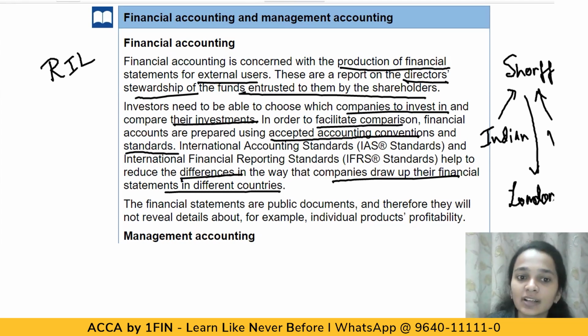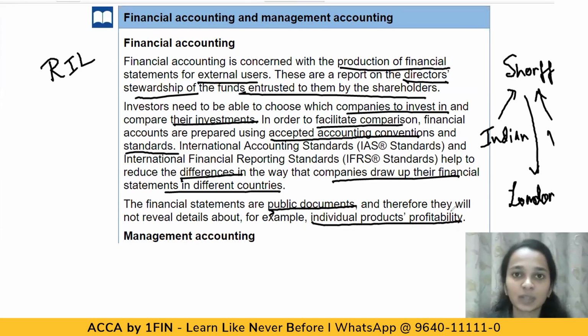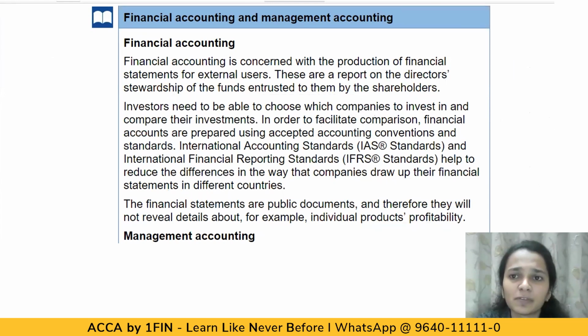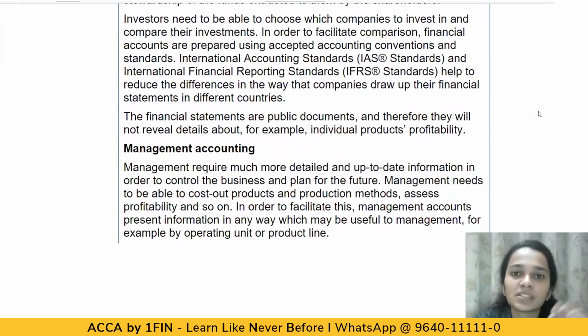So financial accounting is basically financial statements for the external users. The financial statements are public documents, and therefore they will not reveal details about individual products' profitability. Like I was talking about Kit Kat, Nestle: as an investor or as an external user of financial statements, you will not be given a lot of detail about a particular product or an individual product's profitability. You will not know about that because that is not required. We look at the entire business as a whole.